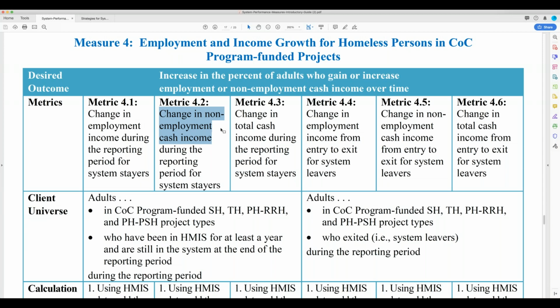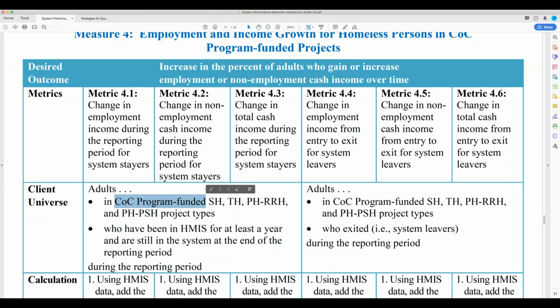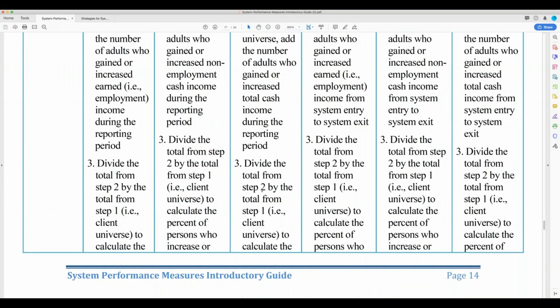So just because you're a non-HMIS, or non-CoC funded, I should say, program doesn't mean that you don't have an impact on this metric. It just means that it's not coming directly from your program data in HMIS, because it's just these programs that are CoC funded. Okay, so keep that one in mind for metric 4.